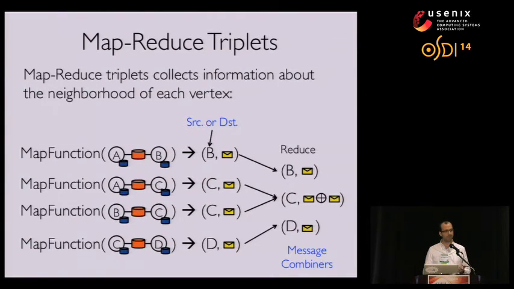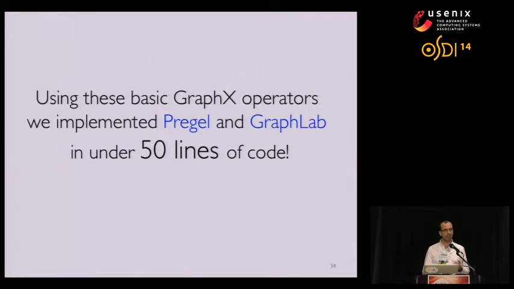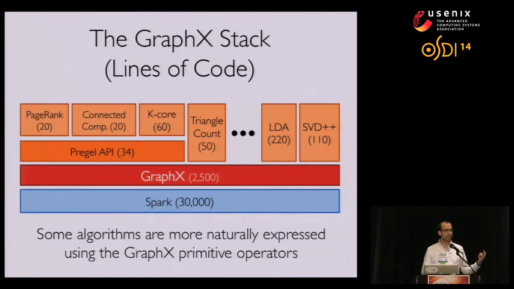Now, what's pretty exciting about this representation is that using these basic operators, we can go back and implement general systems like Pregel and GraphLab in under 50 lines of code, which is pretty amazing since I spent 4 years of my thesis writing 20,000 lines of code for GraphLab. And then in less than a year, we can rewrite it in 50 lines of code. It's also a testament to being able to reuse the underlying system, so being able to build systems on top of other systems. Even more interesting, not only were we able to rewrite these existing graph processing systems, we found that some computation is actually better expressed in our simpler API. Things like triangle count or LDA can be expressed more naturally directly on these MapReduce triplets operators. So it's a pretty powerful set of primitives.